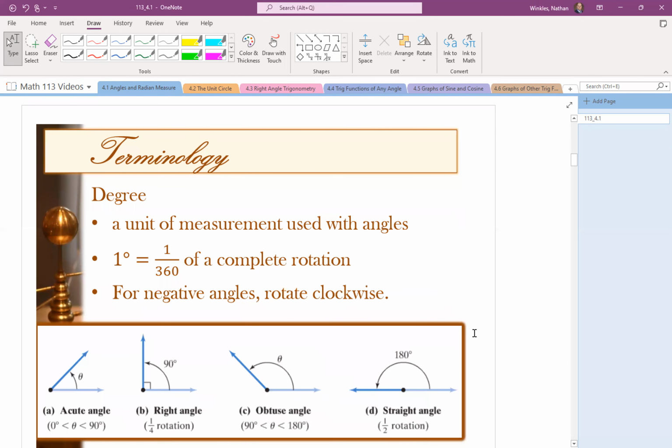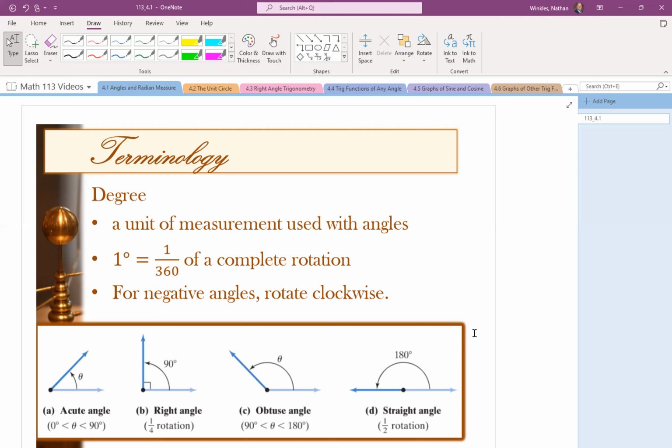Some other terminology that we need to think about is: what is a degree? What is meant when we say 90 degrees, 45 degrees, stuff like that? So a degree is a unit of measurement used with any angle. 1 degree is equal to 1 over 360 of the complete rotation. What that really means is that inside of a complete circle, there are 360 degrees.